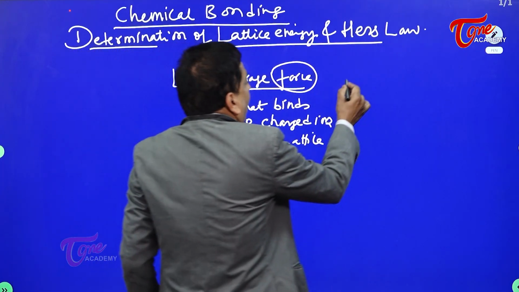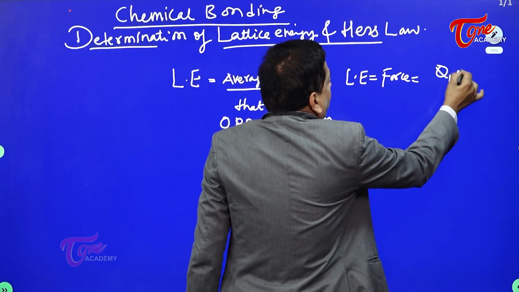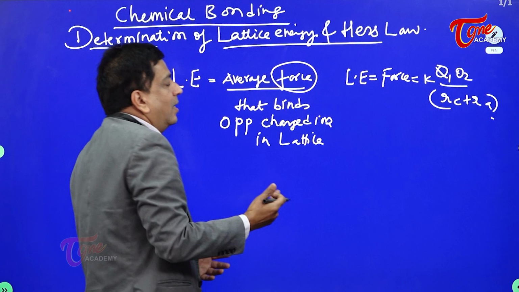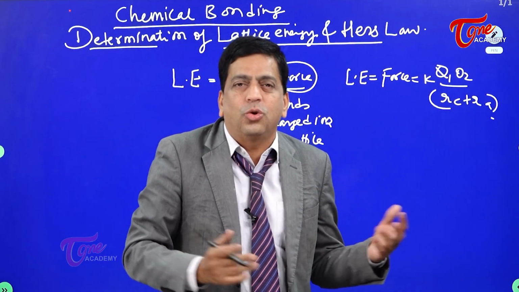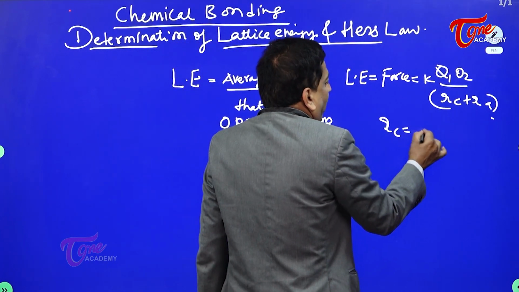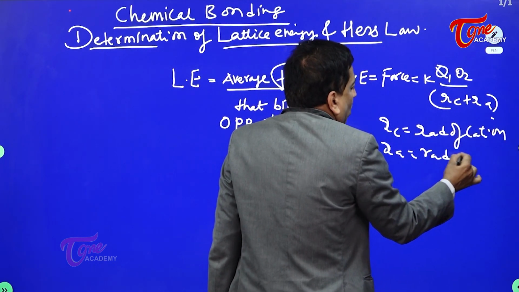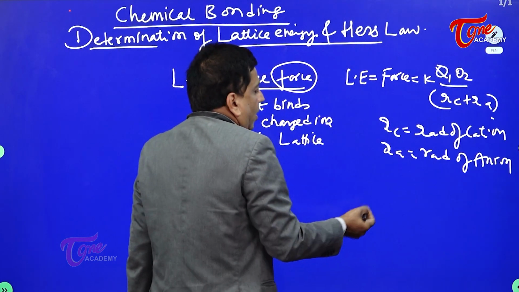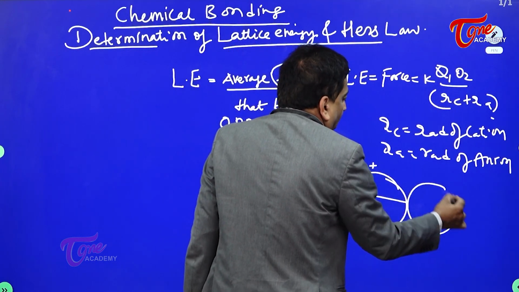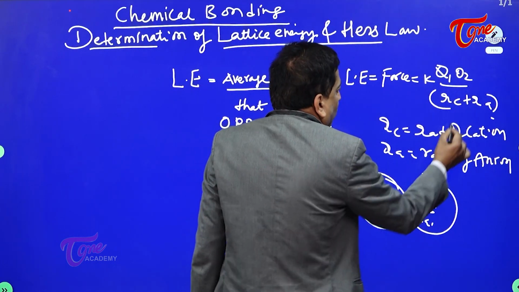Then when you consider that, lattice energy is nothing but force. This is equal to Q1 Q2 by (RC plus RA) into a constant. You must understand that's how the lattice energy can be considered: K Q1 Q2 by what? RC plus RA, where RC is the radius of the cation, and RA is the radius of the anion. If this is the cationic charge, this is the radius of the cation, and this is the radius of the anion, then the total of this is RC plus what? RA.